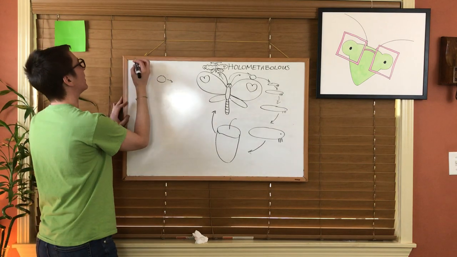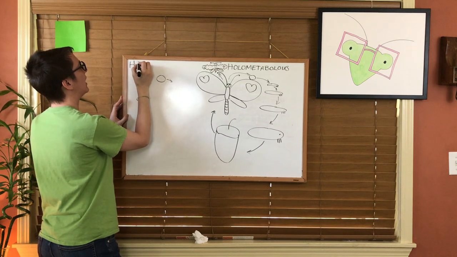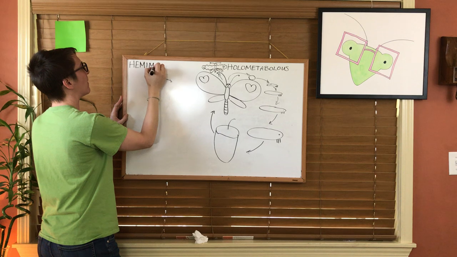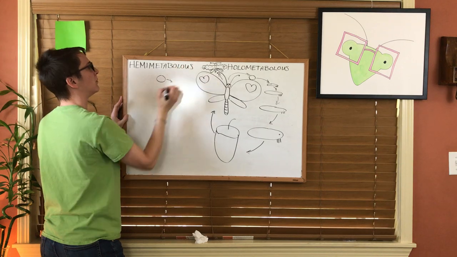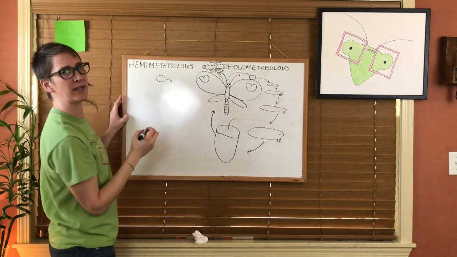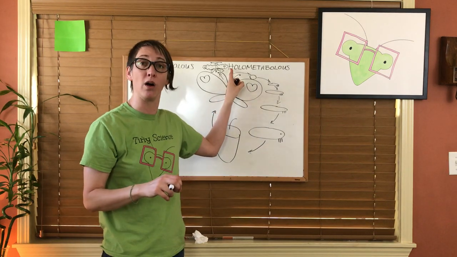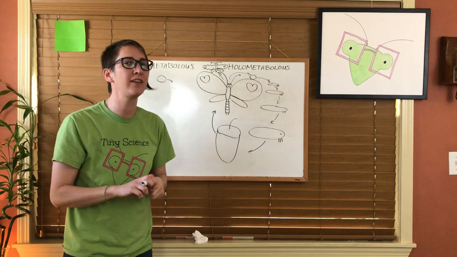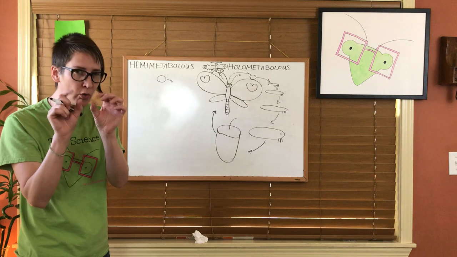It's another big word. It's also written just like it sounds, so we can sound it out. Hemimetabolous. Holy mackerel. Now, before we had holo, so that meant whole change. Hemi means half change. These guys only change halfway. They come out looking just like they're grown up, but they're too small.